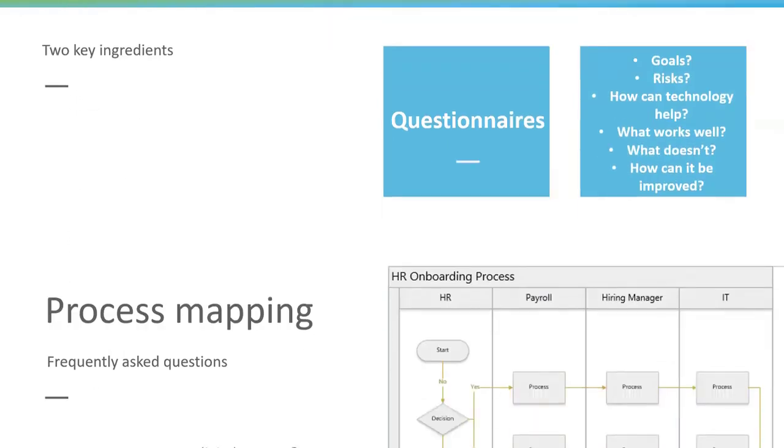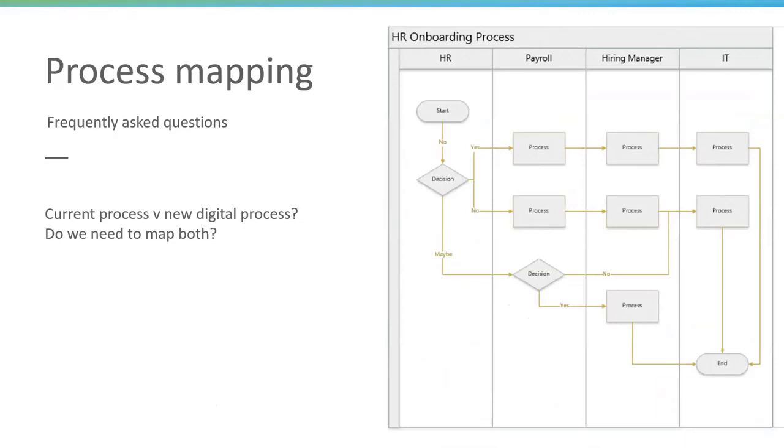The second step, process mapping. So one question that I often get in process mapping is, do we have to map the current process? Do we have to do both? Can we just do the new one? And those of you who've done process improvement before will know that the theory says you start by mapping your current process, you identify areas of improvement, and then you map the future process.